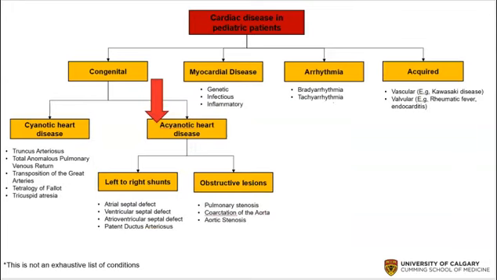Acyanotic congenital heart diseases include left to right shunts and outflow tract obstructions. In this podcast, we will be discussing left to right shunts. These include ventricular septal defects, atrial septal defects, patent ductus arteriosus, and atrioventricular septal defects.